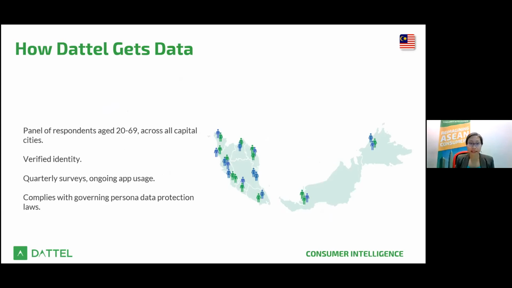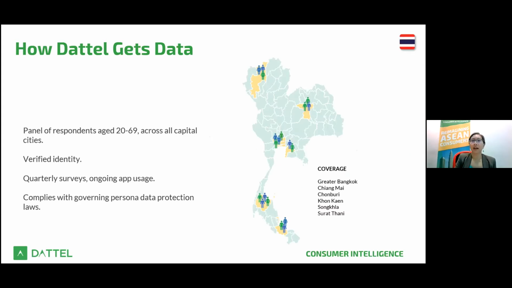Now, how do we get our data? Our respondents are ages 20 to 69 years old. We capture them in Malaysia across all the capital cities. In Thailand, it is these 6 provinces: Bangkok, Chiang Mai, Chonburi, Khon Kaen, Songkhla, and Surat Thani. And the identity of the panelists are all verified, which means we make sure that they are representative of the population, but we also know that they are who they say they are.